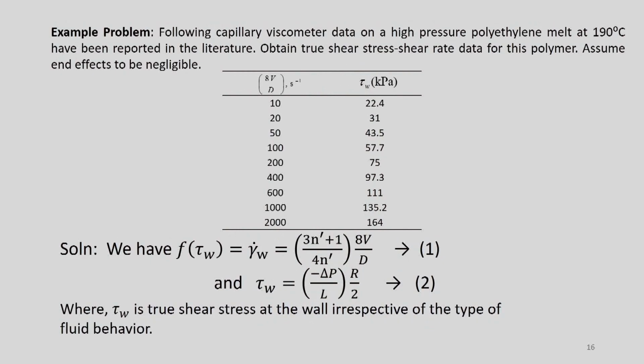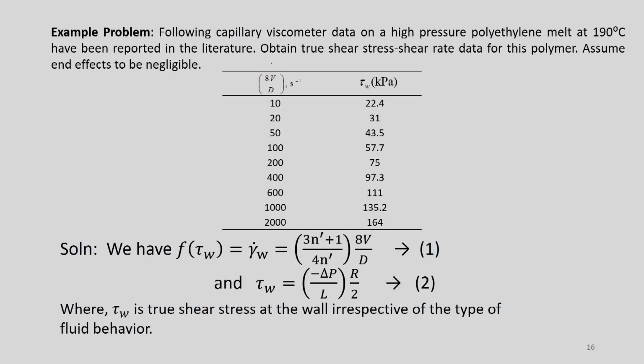Now, we take an example problem and try to obtain the rheological characteristics of that particular fluid for which the data is given. A high pressure polyethylene melt at 190 degrees centigrade has been allowed to flow through a capillary viscometer at different delta P values. The Q versus pressure drop information has been converted into 8V by D, that is nominal or apparent shear rate, and tau W, that is wall shear stress, given in second inverse and kilopascal respectively.